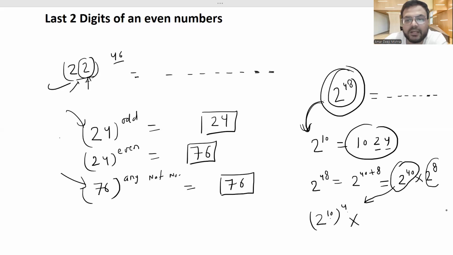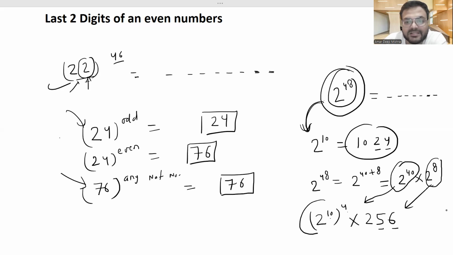Now what is 2 power 8? 2 power 8 is 64, sorry, 2 power 8 would be 256. So hence the last two digits of 2 power 8 are 5 and 6.